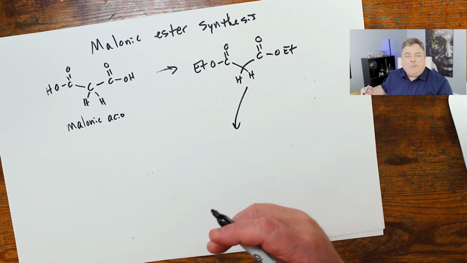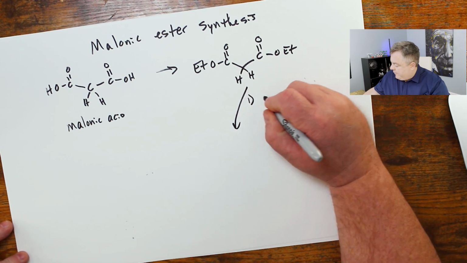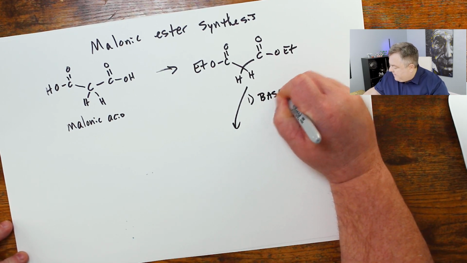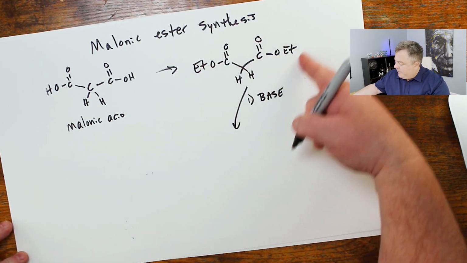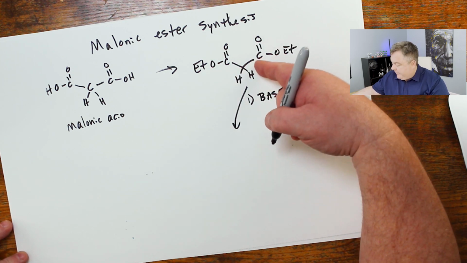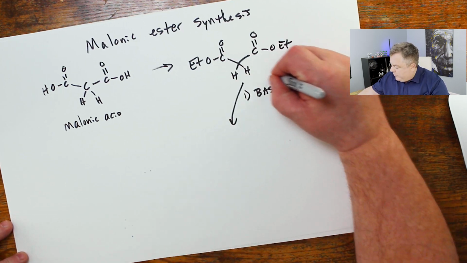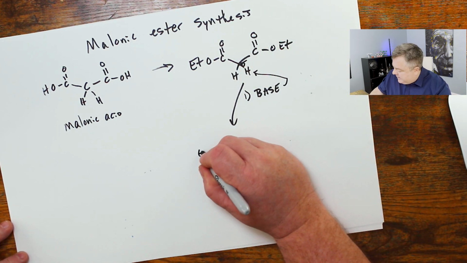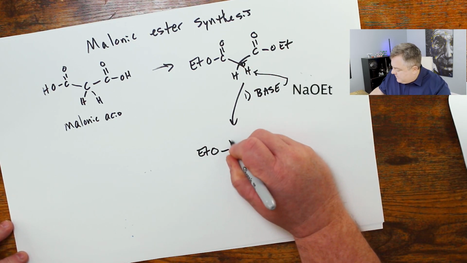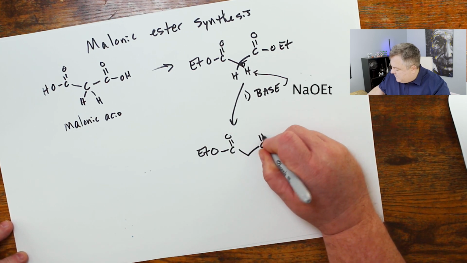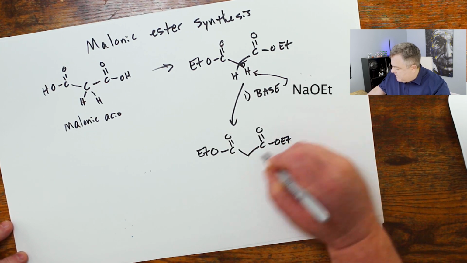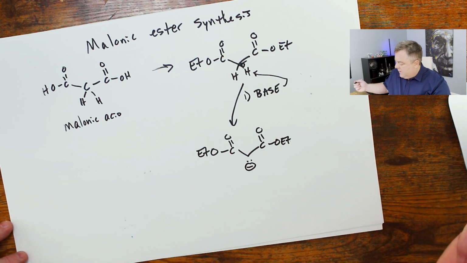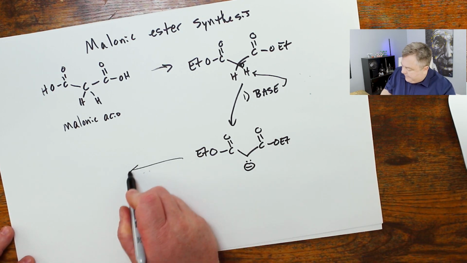So there are several steps involved. First, a base is added. Now, where are the most acidic protons on this compound? Of course, right between these two carbonyls. I'll deprotonate, leave those electrons behind, and you get that negative carbon.